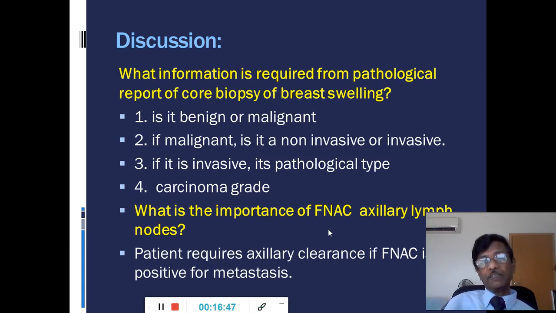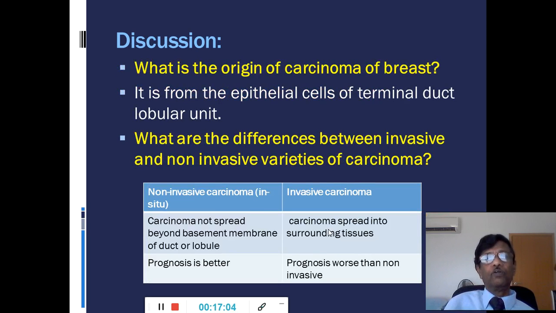What is the importance of FNAC of axillary lymph nodes? The patient requires axillary clearance if FNAC is positive for metastasis. Right. So when FNAC is positive for metastasis, definitely that patient requires axillary clearance. What is the origin of the carcinoma of the breast? It is from the epithelial cells of the terminal duct lobular unit. Yes, you are right. It arises from the epithelial cells of a terminal duct lobular unit.